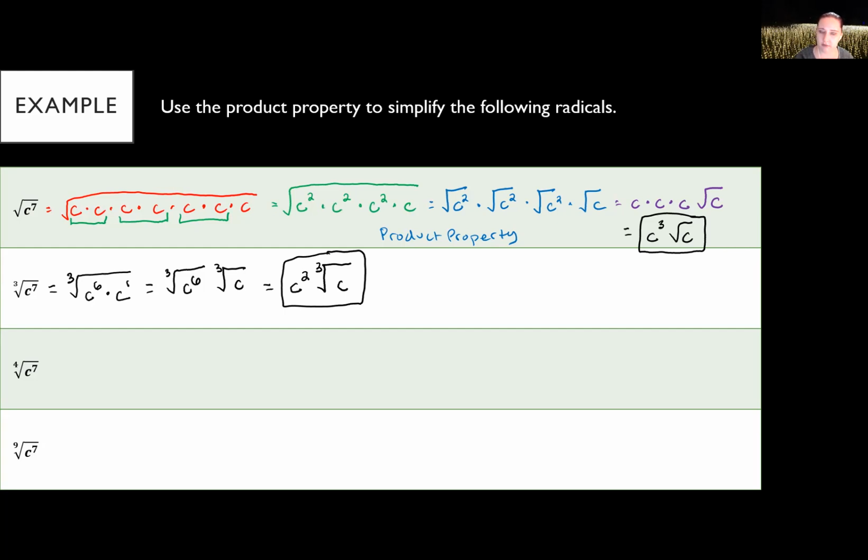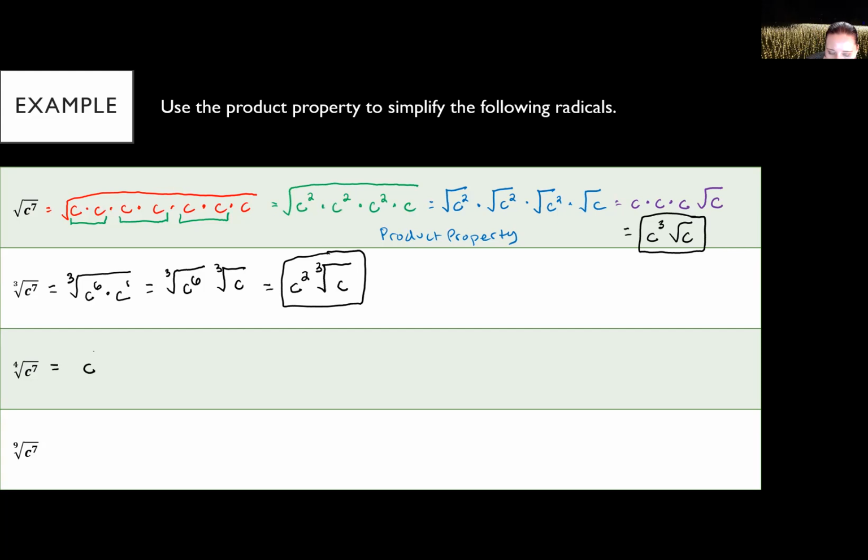So let's do the same sort of thing with c to the 7th here. We've got c to the 7th and the 4th root. So that index of 4 means we want to have our exponent divisible by 4. So I have 7 does not divide by 4. 6 doesn't divide by 4. 5 doesn't divide by 4. So I can split it up as 4 and something with an exponent of 4 to divide it by 4.